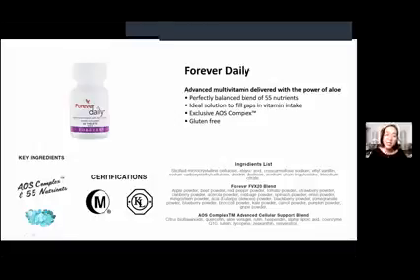What's the difference between this and Forever Kids? This is coated with AOS. To make it simple, it's coated with aloe. So what does aloe do? It improves absorption, okay? Improves bioavailability. So that's the Forever Daily. Source of the minerals, source of multivitamins, and phytonutrients.